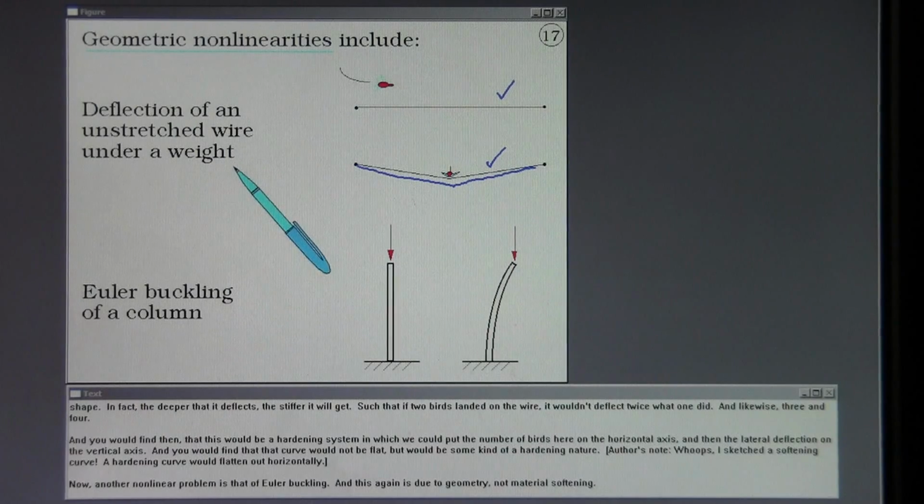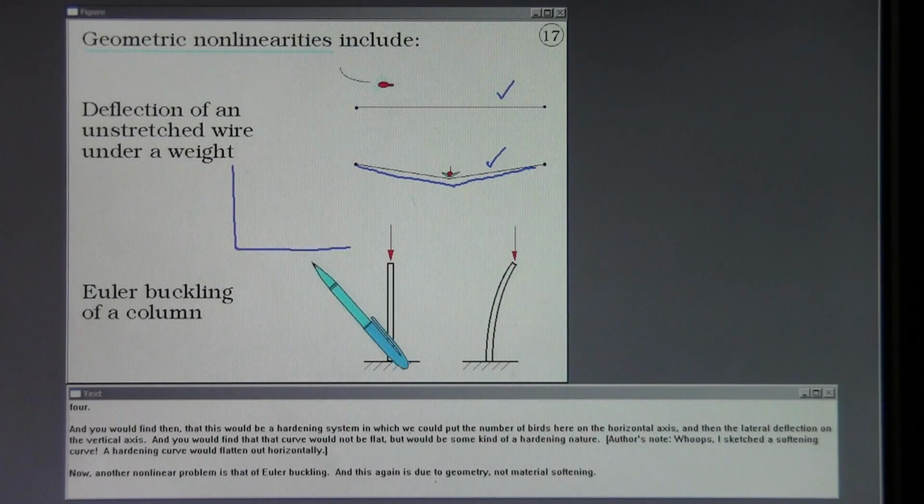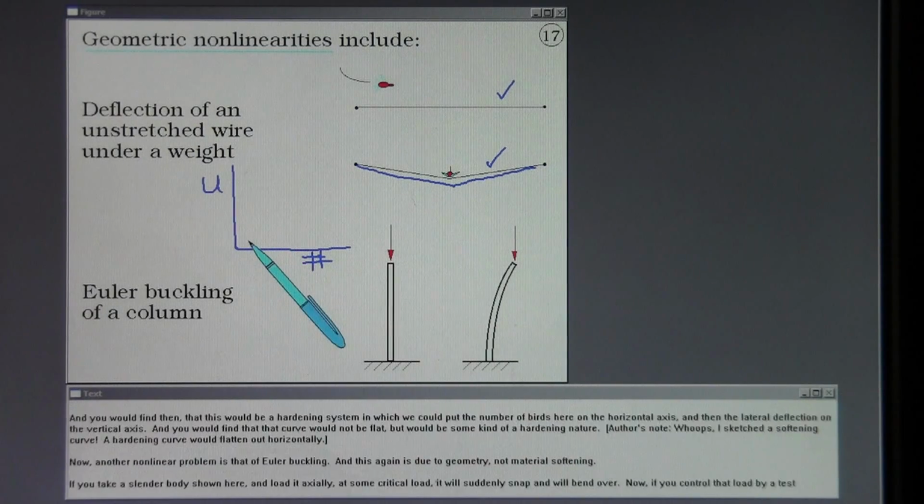And you would find then that this would be a hardening system in which we could put the number of birds here on the horizontal axis and then the lateral deflection on the vertical axis, and you would find that that curve would not be flat but would be some kind of a hardening nature.